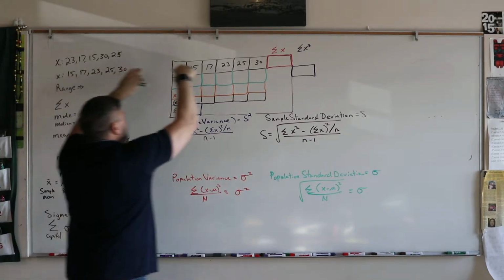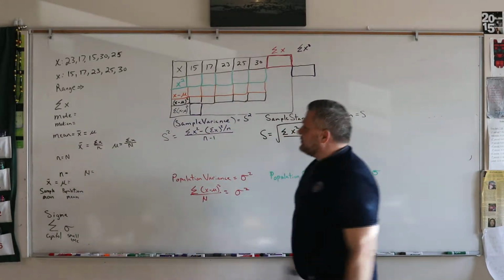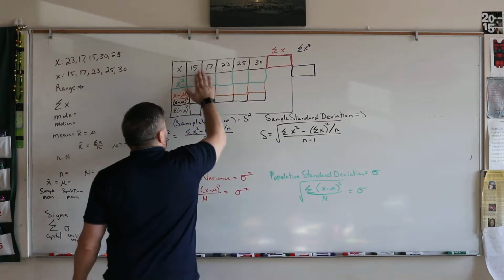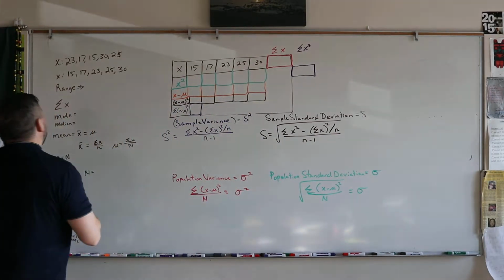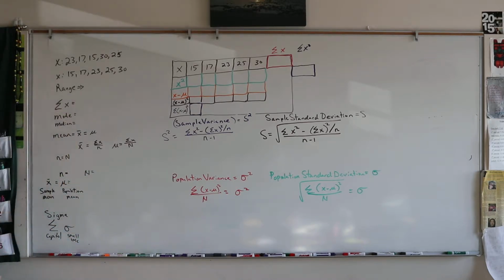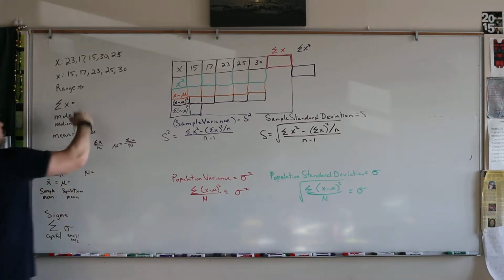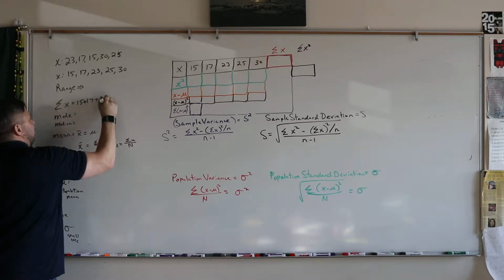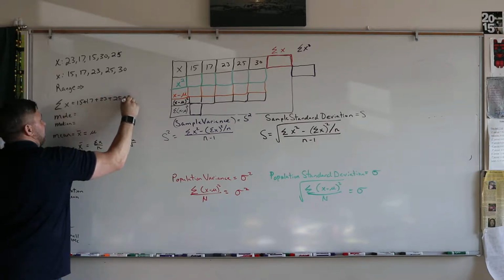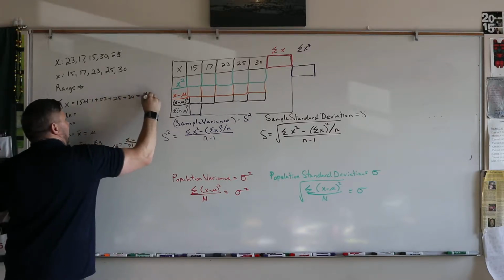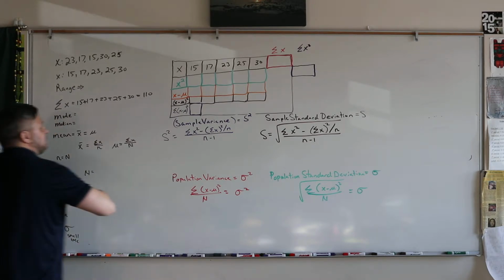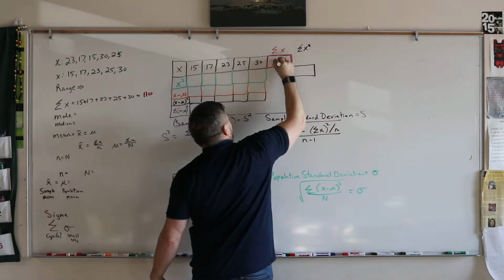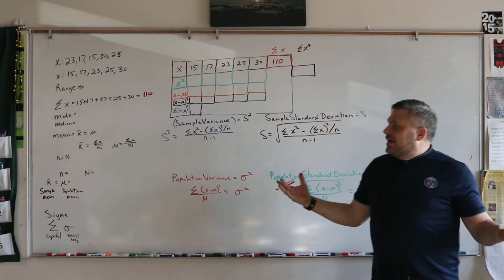Then we're going to translate those over into the graph. So that was the easy part. Now we're going to add these up, and when we add those up, that's actually sigma x. So you're adding each one: 15 plus 17 plus 23 plus 25 plus 30, and that equals 110. That's the sum of the x's, and that's all you're doing, right?